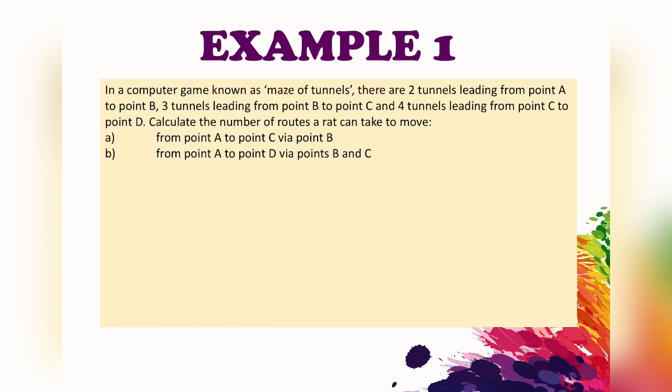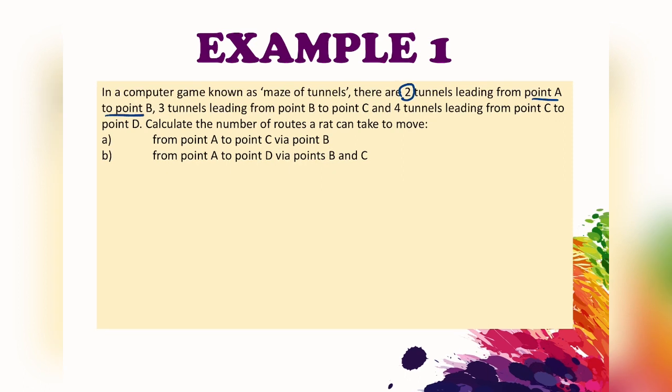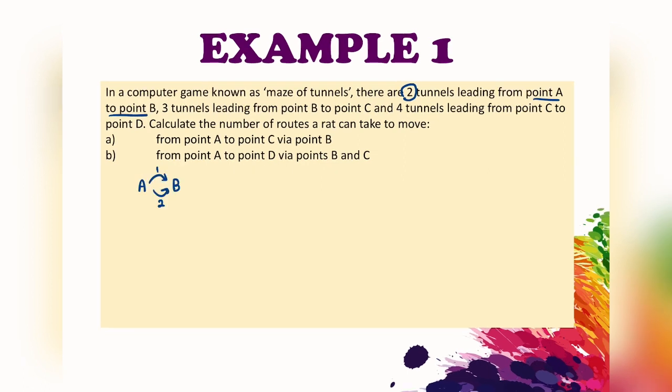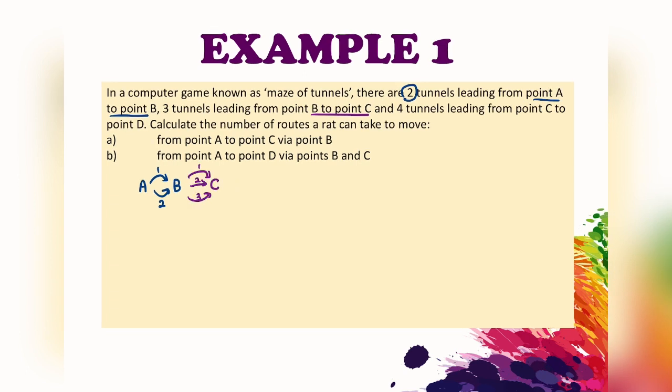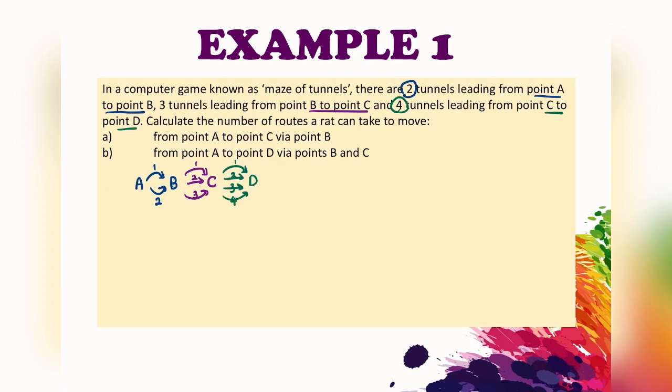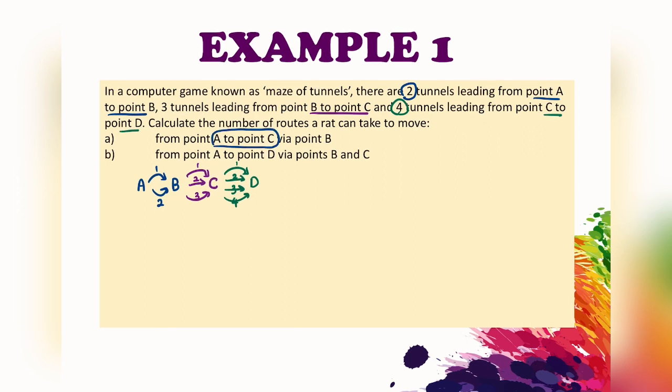Example 1. In a computer game known as Maze of Tunnels, there are 2 tunnels leading from point A to point B, 3 tunnels leading from point B to point C, and 4 tunnels leading from point C to point D. Calculate the number of routes a rat can take to move from point A to point C via point B, and from point A to D via point B and C.